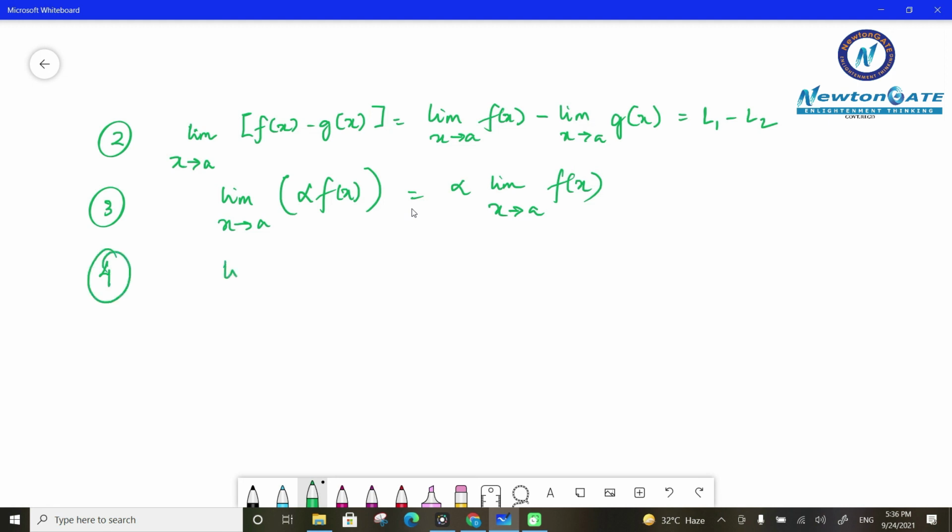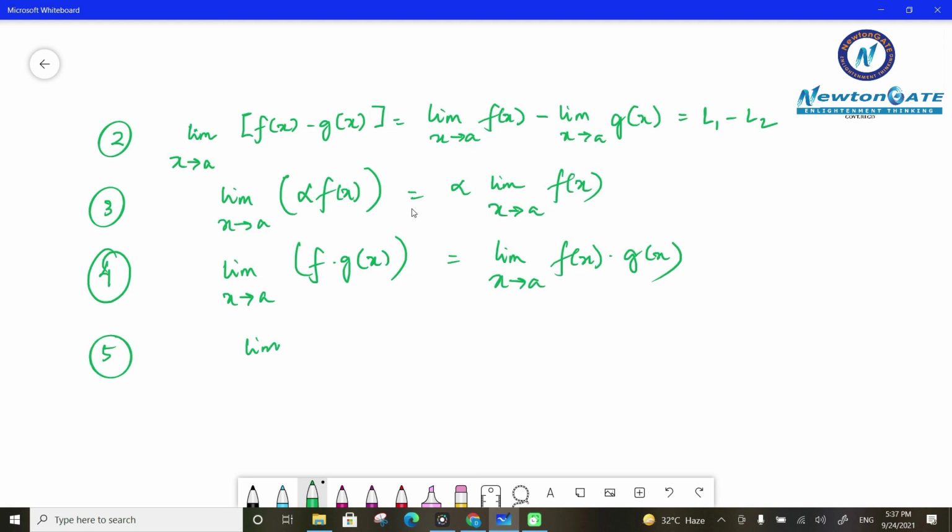If we have multiplication, the process still remains the same. The limit of f(x) g(x) is equal to the limit as x tends to a of f(x) times the limit of g(x). The last but not the least, we have division. The limit of f(x) by g(x) is equal to the limit as x tends to a of f(x) divided by the limit of g(x).